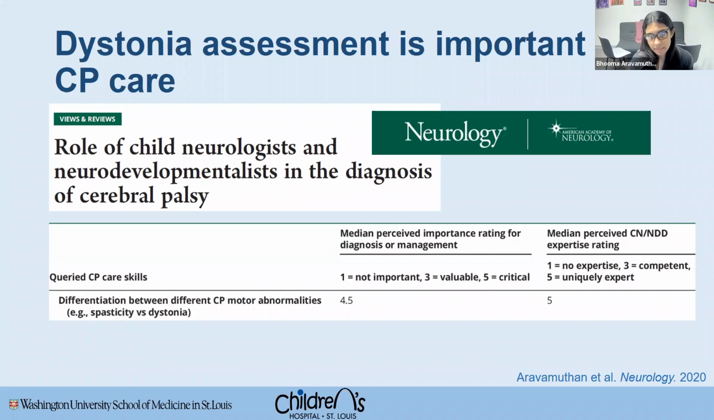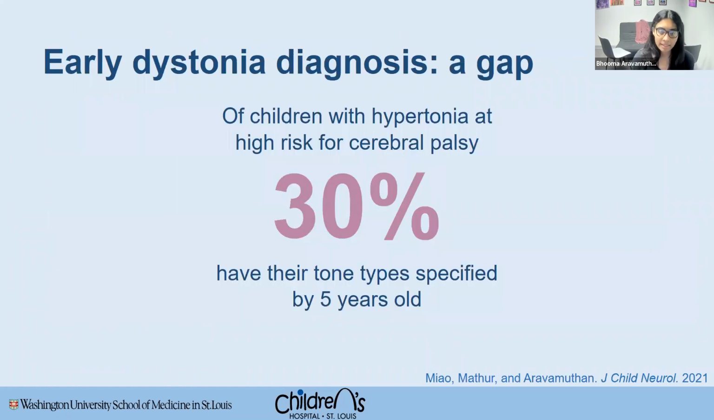Child neurologists and neurodevelopmentalists really see that this is our wheelhouse, that identification of dystonia and differentiation between spasticity and dystonia is something that we're very good at. And it's also something that we feel is really important for cerebral palsy management. So this, again, is something that we should be focusing on as neurologists. It was rated very highly in this survey study, an advocacy study that we published, in terms of importance for CP diagnosis, and also rated very highly in terms of how good we are at it. Is this a unique contribution that we can provide to the field? Yet, when we look at children at high risk for CP, and this is in our large tertiary care center, we're not doing a good job at identifying their tone types early.